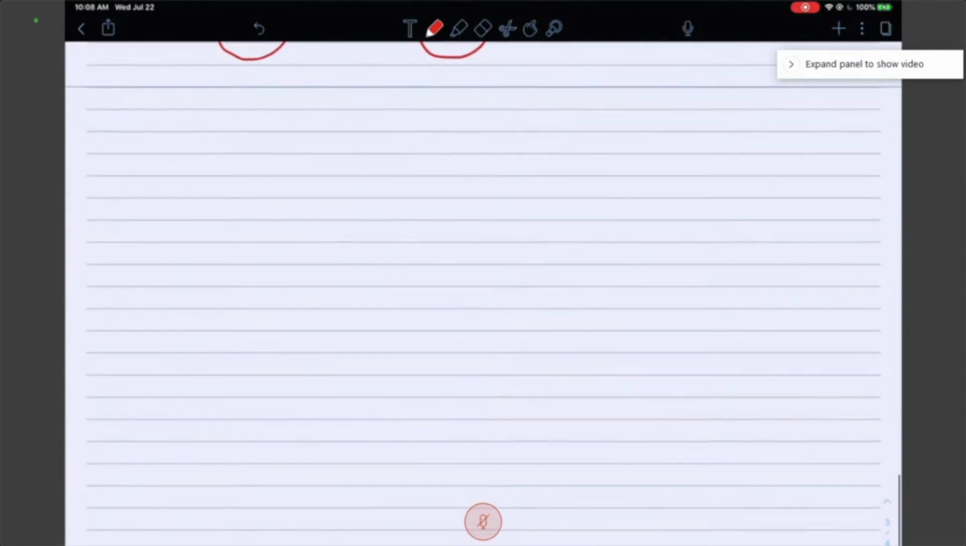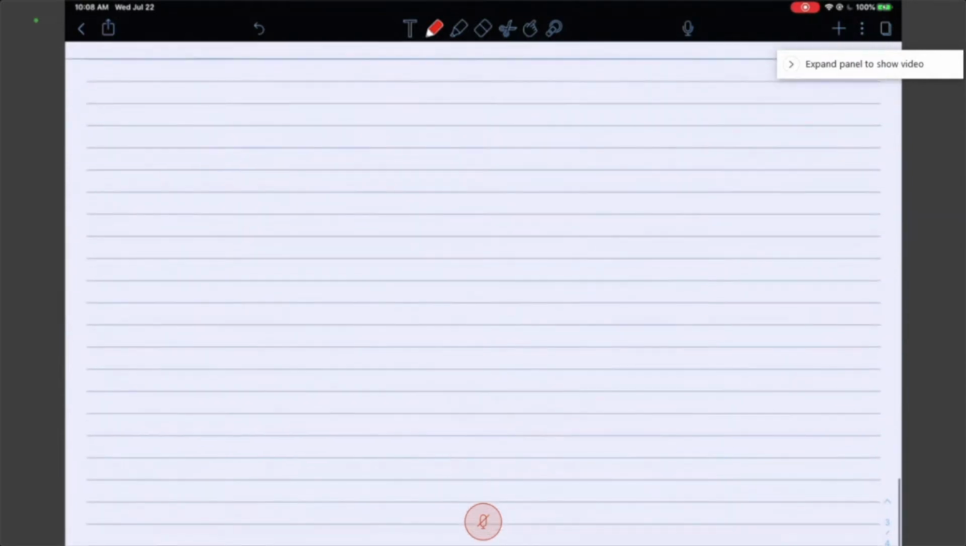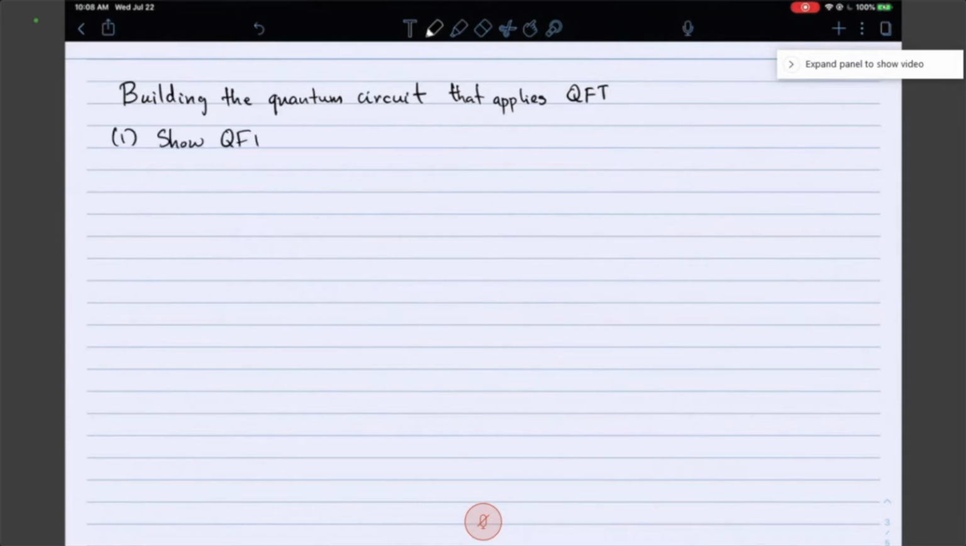All right, so I'm going to start a clean page and say, so let's go through the process of building the quantum circuit that applies the quantum Fourier transform. So what does it take to build that quantum circuit? Well, we need to go through two things. The first thing is I need to show you what QFT is rigorously. So far, we've been talking about pictures of how to look at QFT.